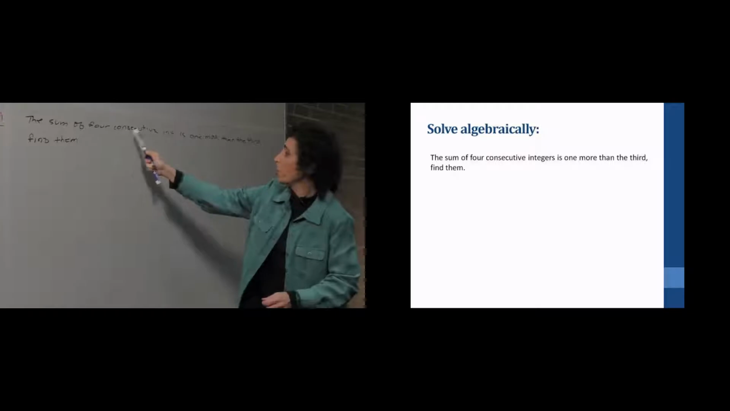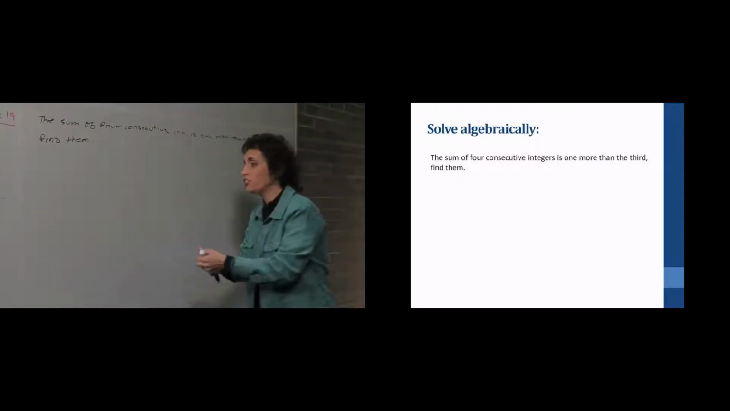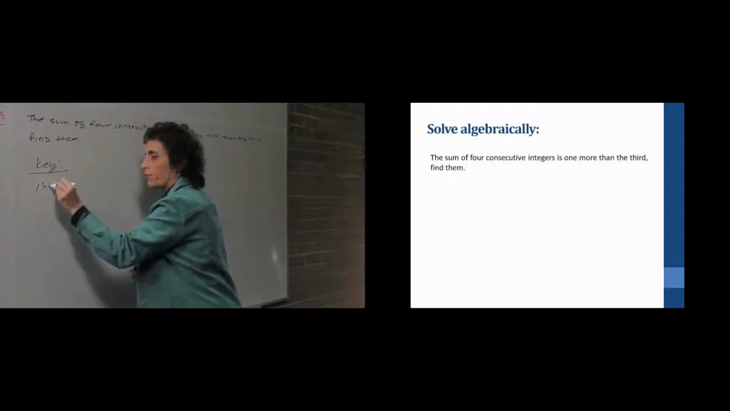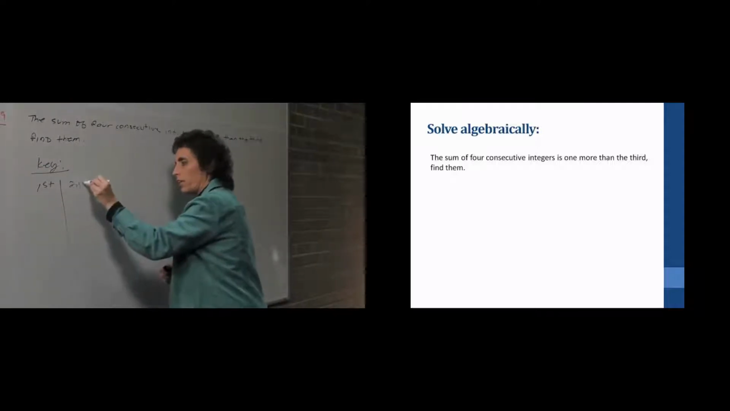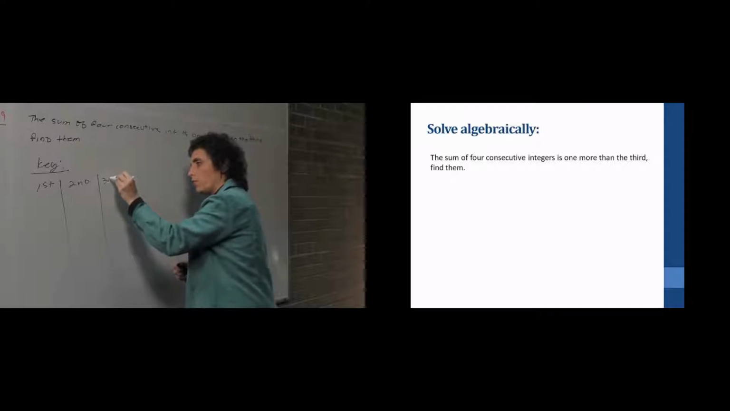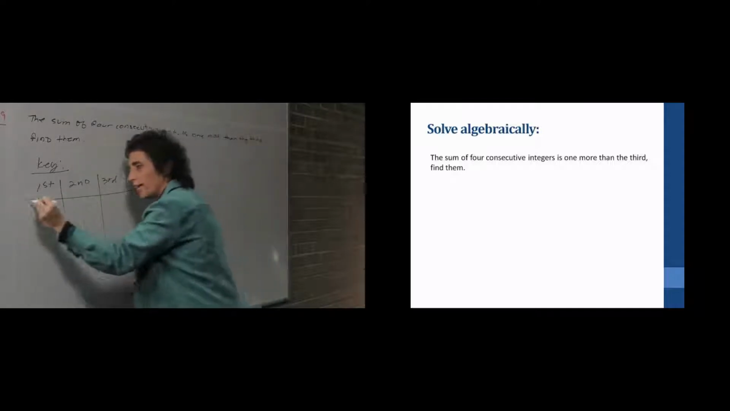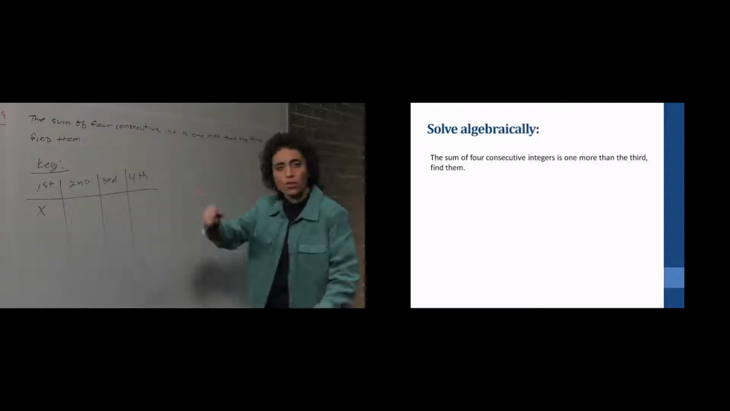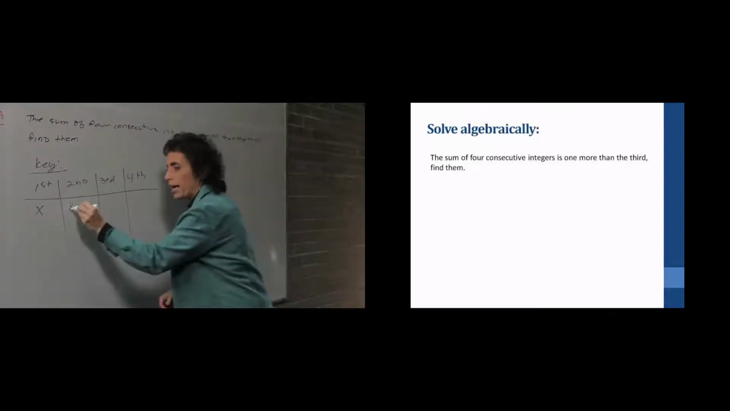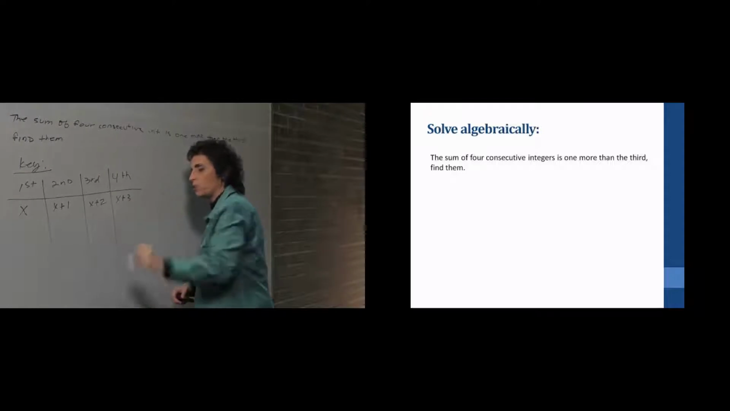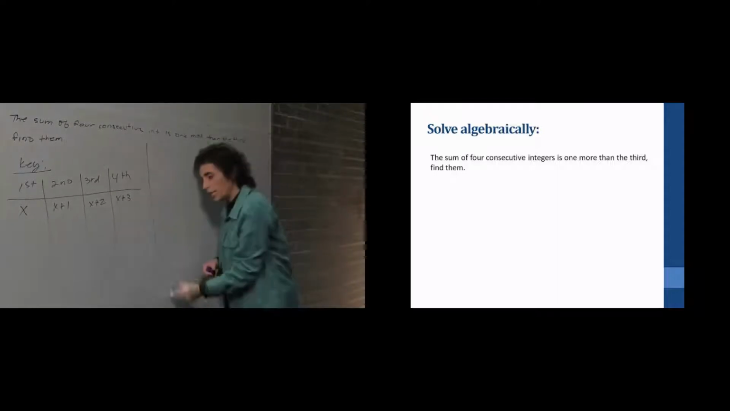All right, so there are 4 consecutive integers, not even, not odd, just integers. So here we go. Here's the key. We've got the first, the second, the third, the fourth. In the first box, you should always get x. Now they're consecutive, so they go up by 1. So we get x plus 1, x plus 2, x plus 3. Okay, so there's your key.